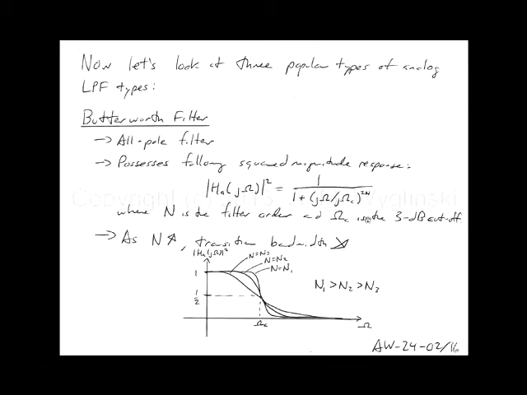So really, what omega C is, we saw this before too. It's called the 3 dB cutoff. So what does 3 dB cutoff mean? What's 3 dB?